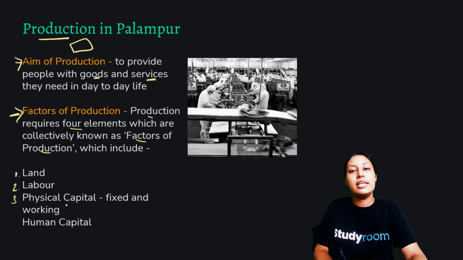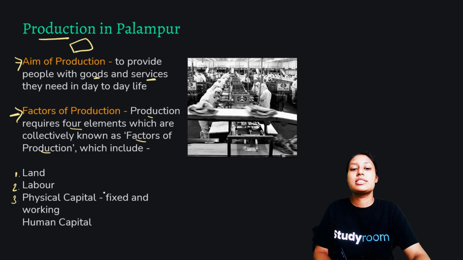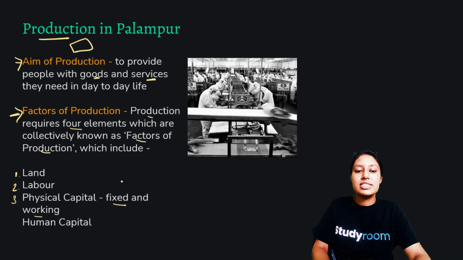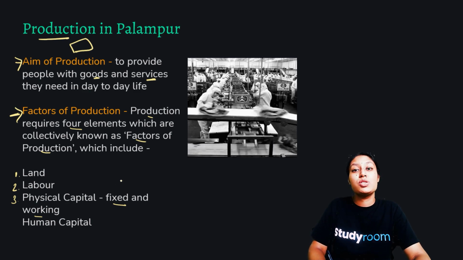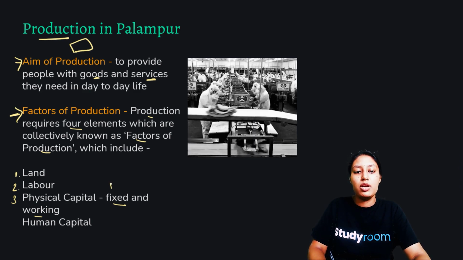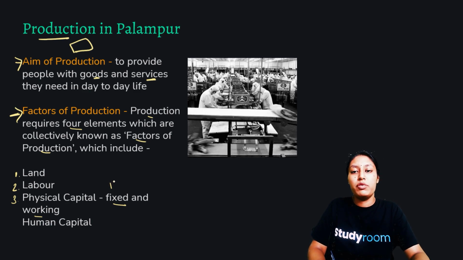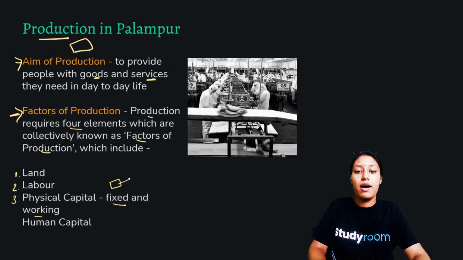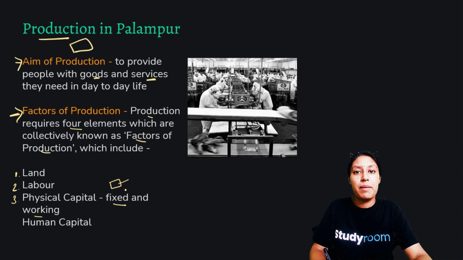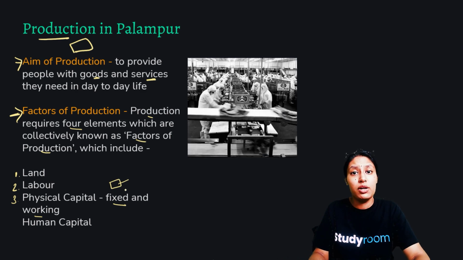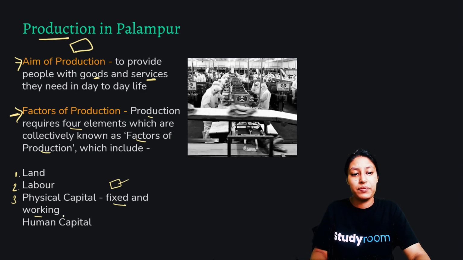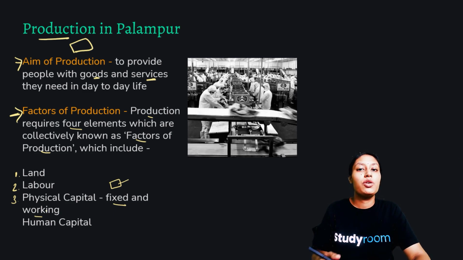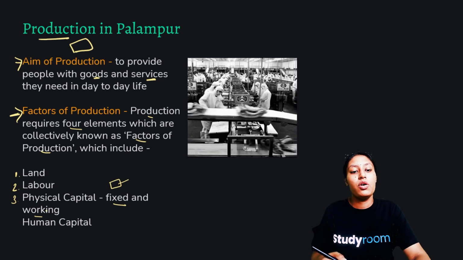Third, physical capital. Physical capital is in two forms, fixed and working. Fixed capital is also known as one-time capital, where you have to invest just one time, for example, land and machines. You don't need to change the machine every day, and you don't need to change land every day. So this is called fixed capital, and working capital is something that you require in your daily process.